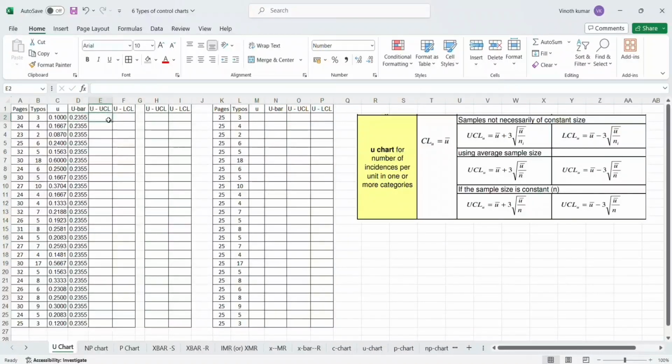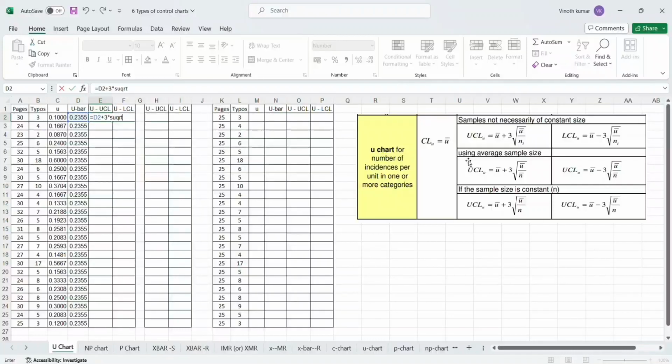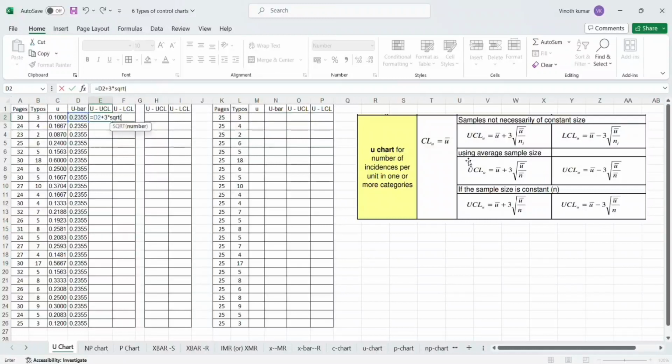So what is the formula? The formula says u bar plus 3 times the square root of u bar divided by n1. So u bar is my average of defects per unit, plus 3 times the square root of u bar divided by n1. n1 is the number of samples. So let me close this and hit enter. So I get this value. This is for the first subgroup where I took 30 samples.